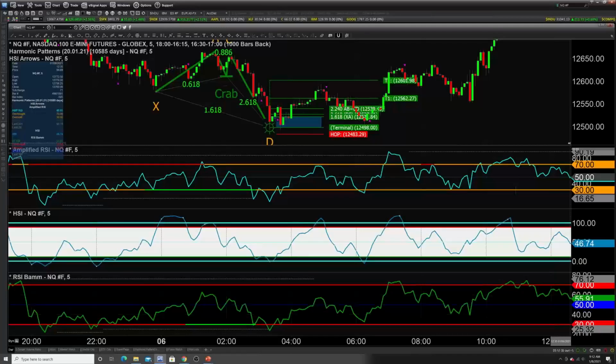Hey, Claire. Okay, I think I see what you guys are saying. Sometimes what you'll see is you'll get the D point where it's beyond the terminal bar, and the software will show the completed low sometimes. Now I understand what you're saying.